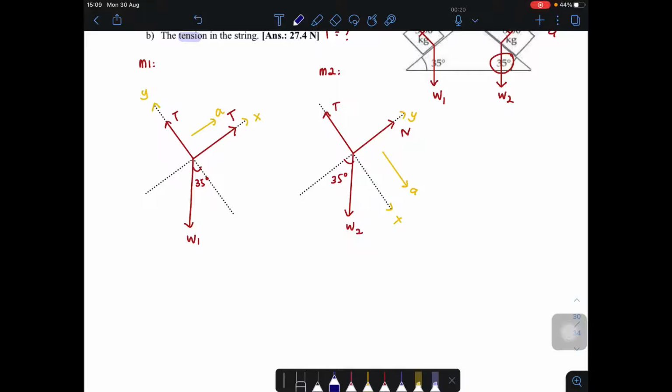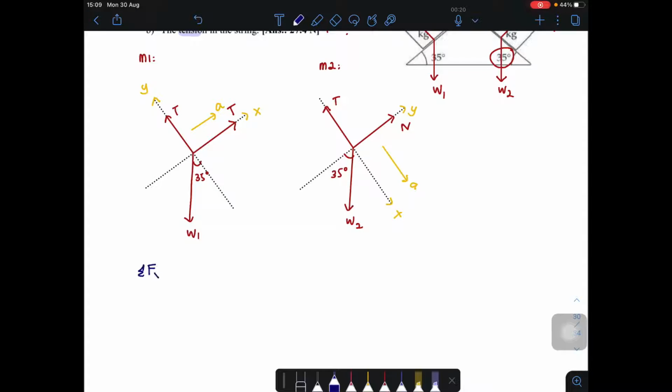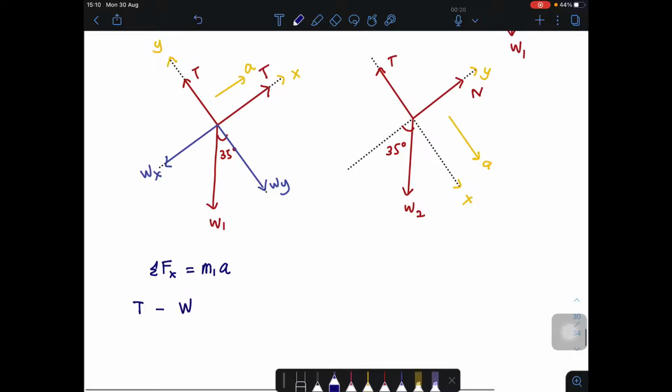So now just keluarkan untuk x-axis sahaja, x component. Kita tengok the first one dahulu. Di mana T follow the direction of a, so T akan jadi positif. And then ingat dekat sini W1 kita kena resolve into X and Y component. So W1 kat sini akan jadi WX, kat sini akan jadi WY. So we don't need WY sebab kita hanya akan tengok dekat X component sahaja. So WX di sini akan jadi negatif sebab opposite direction with a. So negative W1 sin 35.